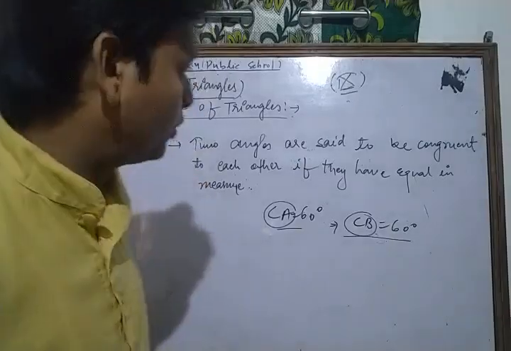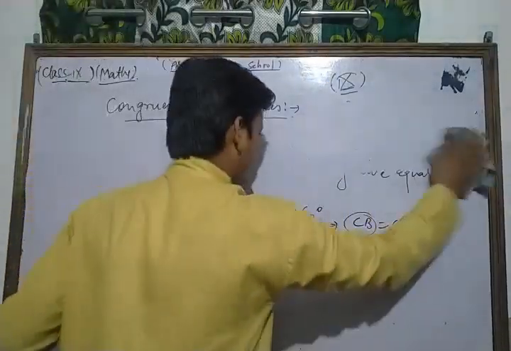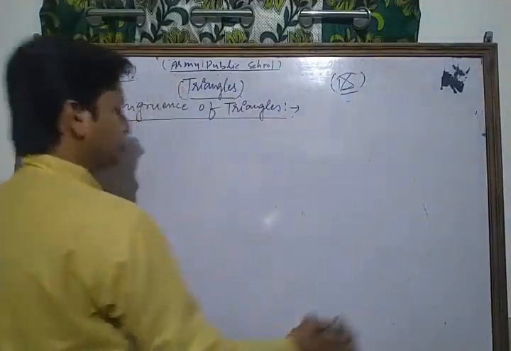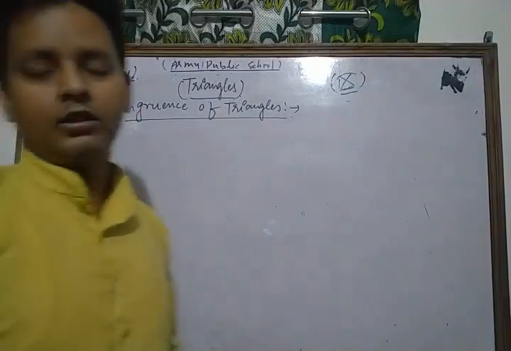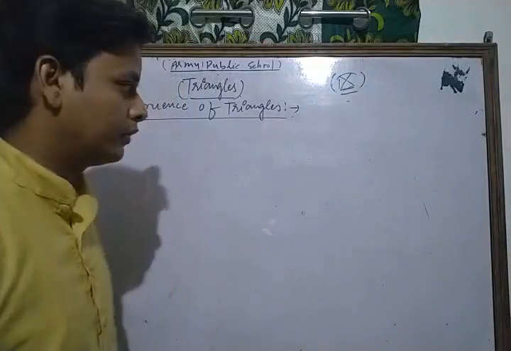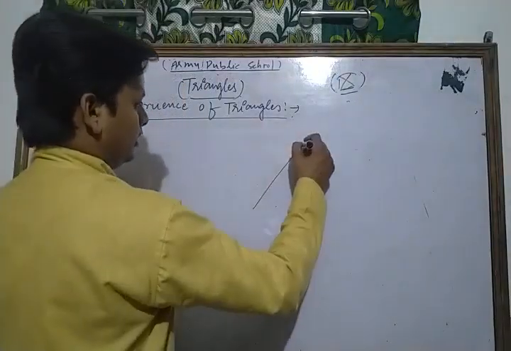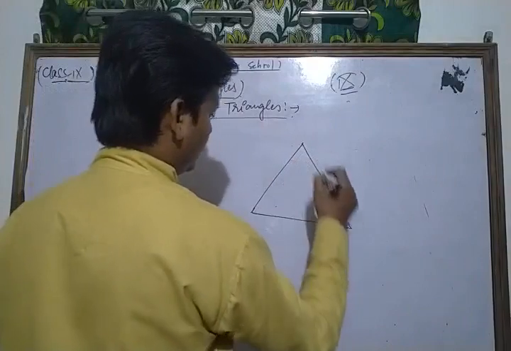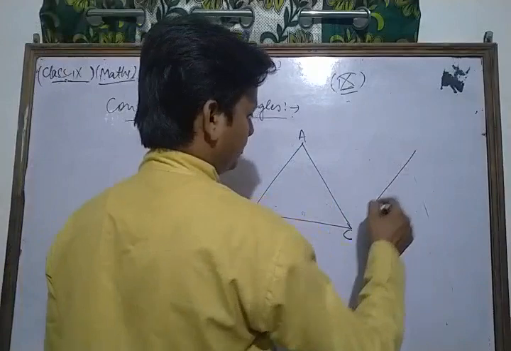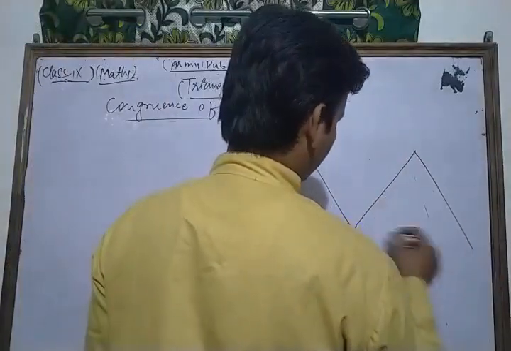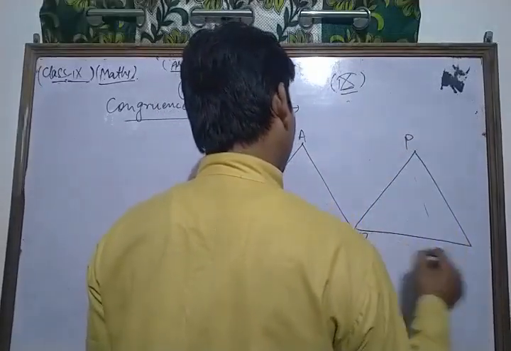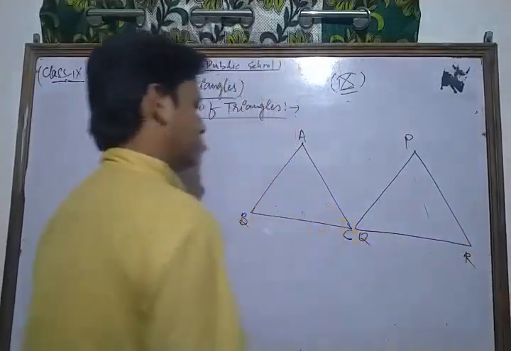Now we are going to discuss the congruence of triangles. In what condition are two triangles said to be congruent to each other? Suppose that we have two triangles: triangle ABC, and another one, triangle PQR.